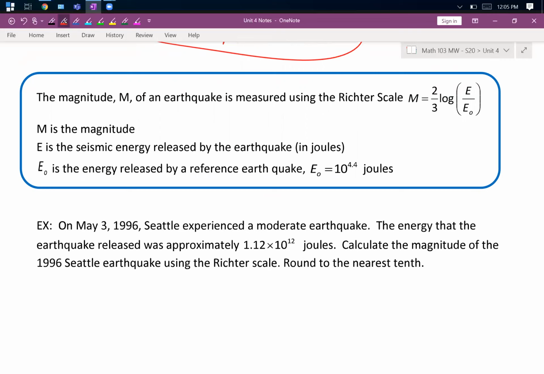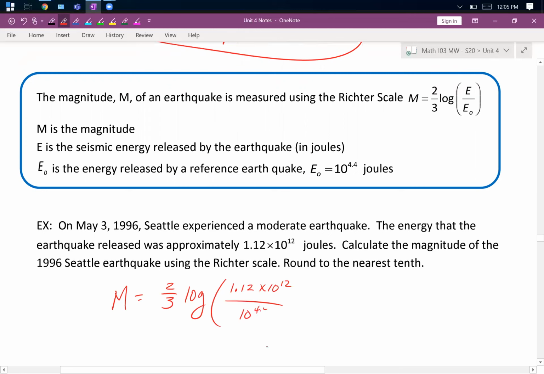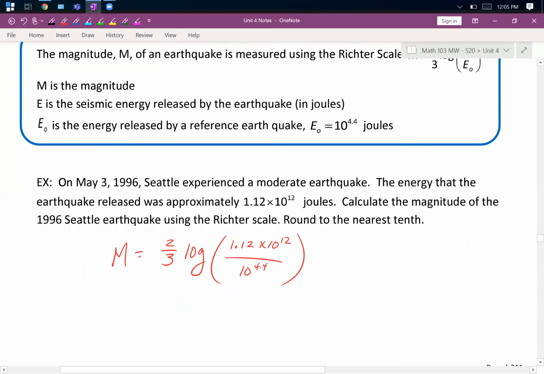Well, they gave us E, they gave us E sub 0, we're just plugging it in. M equals 2/3 times log base 10 of 1.12 times 10 to the 12th over 10 to the 4.4. Now, unfortunately, this one in the argument doesn't clean up so nice. I don't really want to write out 1.12 times 10 to the 12th. I mean, that's like trillions. We don't really want to have to write all that out. So we're just going to put it into our calculator as is.